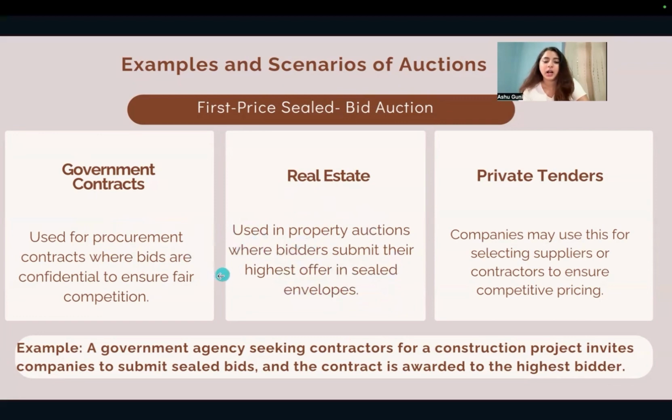This is more often used in scenarios where it is needed to maintain confidentiality. And in private tenders, companies may use this for selecting suppliers or contractors to ensure competitive pricing. So I have given an example: a government agency which is seeking contractors for a construction project invites the companies to submit sealed bids, and the contract is awarded to the highest bidder.